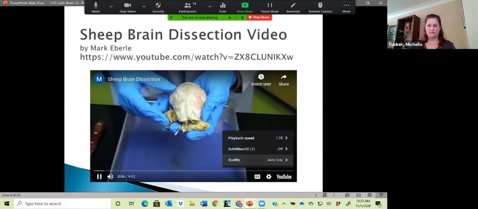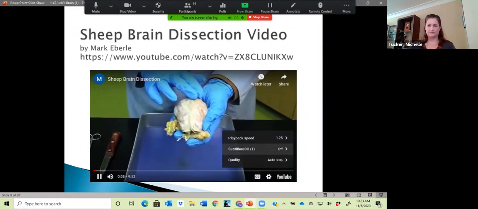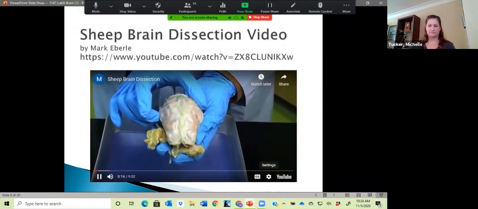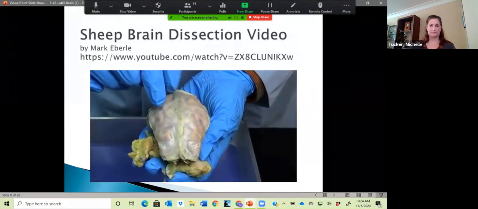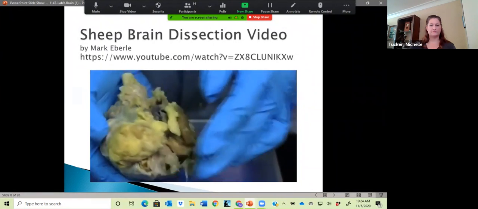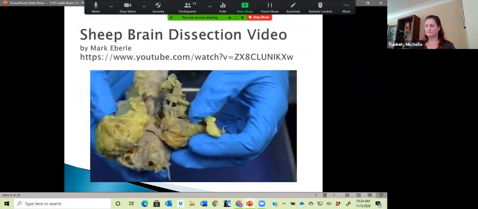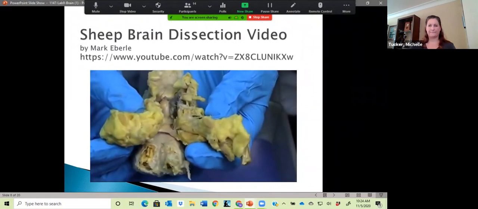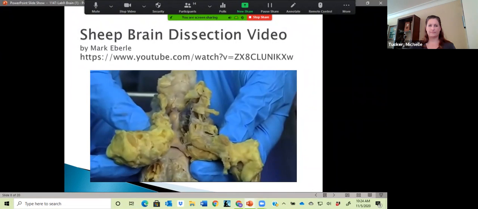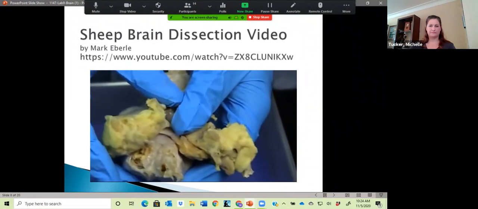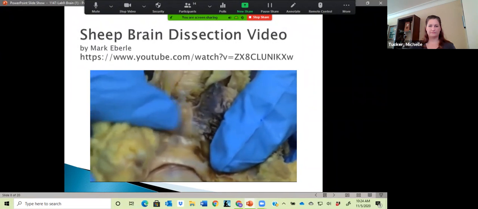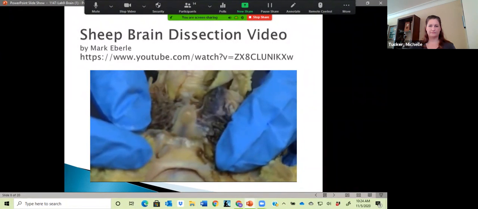The sheep brain has the dura mater, the tough mother, covering it. So that's why you really can't see the brain yet, and we're going to have to cut that off. Let's first take a look at the bottom of the brain, and you can see this is from the back of the eyeballs here, and we'll cut that off. And then right here is the pituitary gland. It's that little P-shaped structure right there.